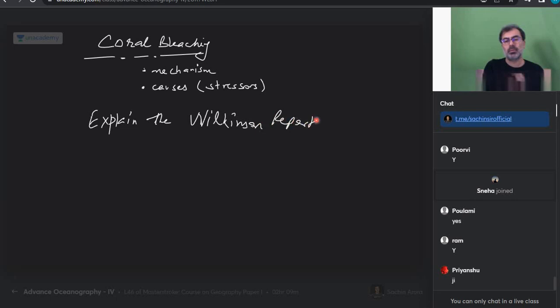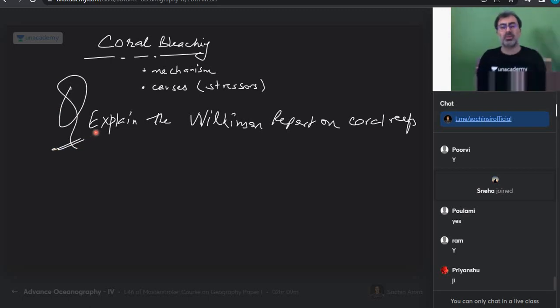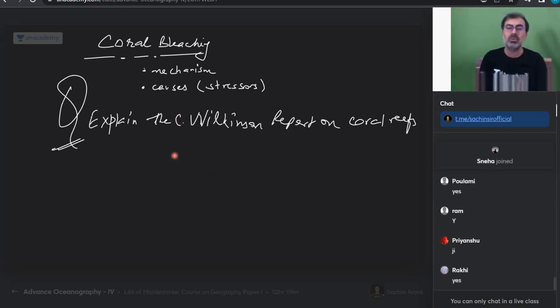Wilkinson report on coral reefs. This is the question UPSC asked. Optional में ये पूछ लिया है. Everybody knew about corals, what is going to happen and all that, and what they ask? Explain the Wilkinson report. Nonsense here.